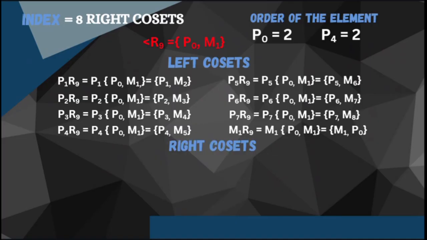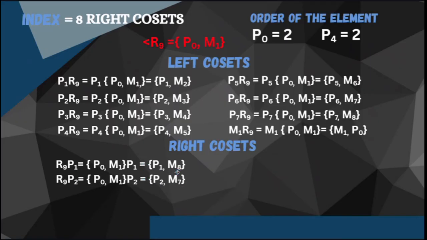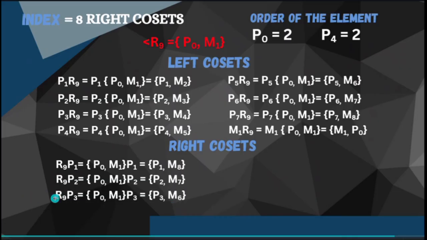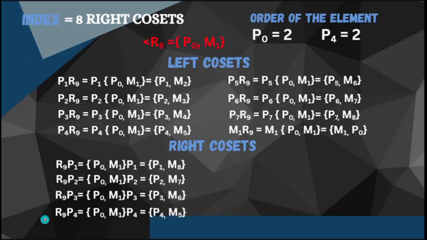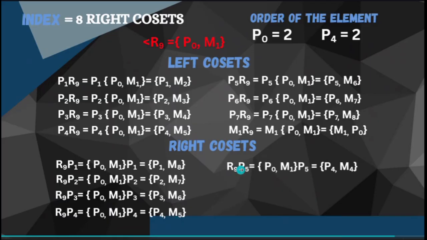For right cosets, r sub 9 multiplied by rho sub 1, we have rho sub 1 and mu sub 8. For r sub 9 multiplied by rho sub 2, we have rho sub 2 and mu sub 7. For r sub 9 multiplied by rho sub 3, we have rho sub 3 and mu sub 6. For r sub 9 multiplied by rho sub 4, we have rho sub 4 and mu sub 5. For r sub 9 multiplied by rho sub 5, we have rho sub 4 and mu sub 4.